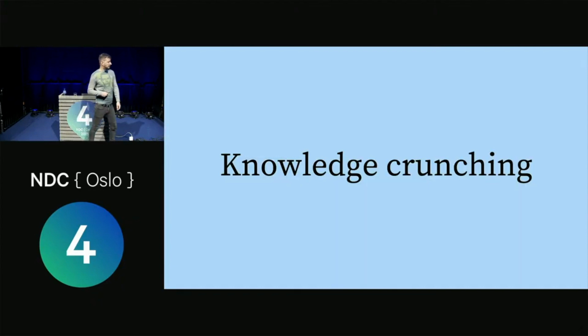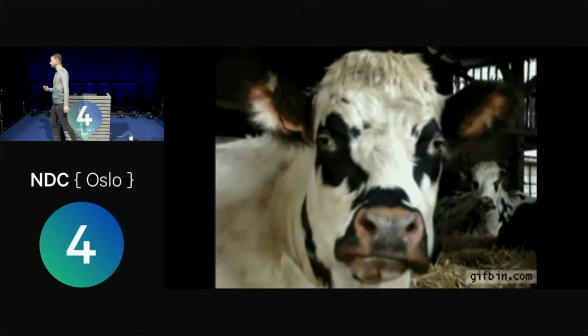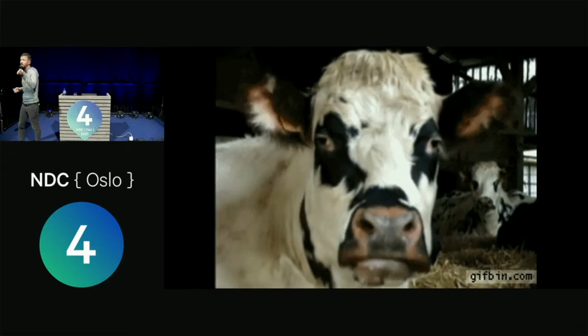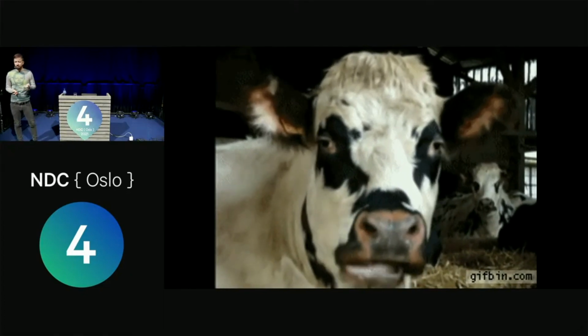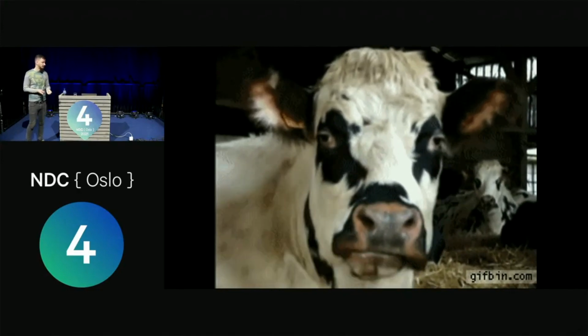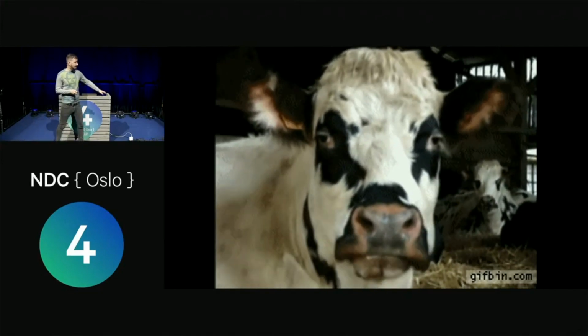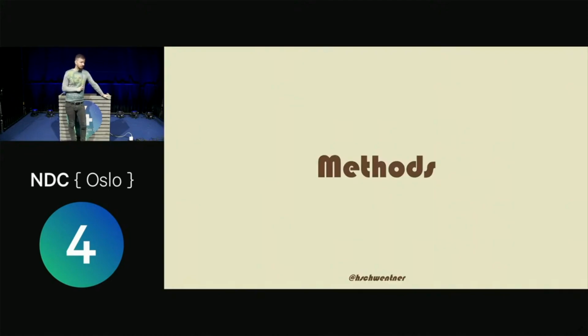Okay, so when we are together, developer and user, or developer and domain expert, then what we are going to do is knowledge crunching. That's another term from the DDD world. The idea is we crunch on that domain knowledge that we learn from the users until we get the juice out, the essence. That's what we want to know.